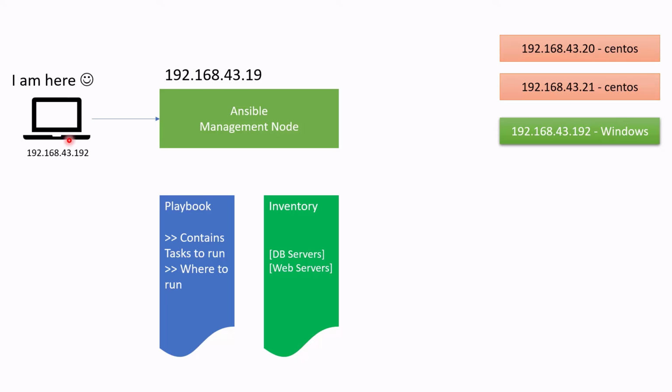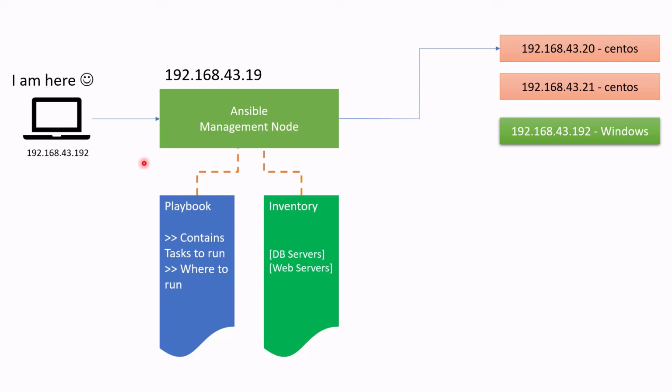This is my workstation, the IP address of which is 192.168.43.192. On my workstation I'm running the Windows operating system, and other than this I have 3 servers. The first server is where I have installed Ansible, and it is going to be called the Ansible management node in our case. The IP address is 192.168.43.19, and this is the server where we are going to create our playbooks and inventories.